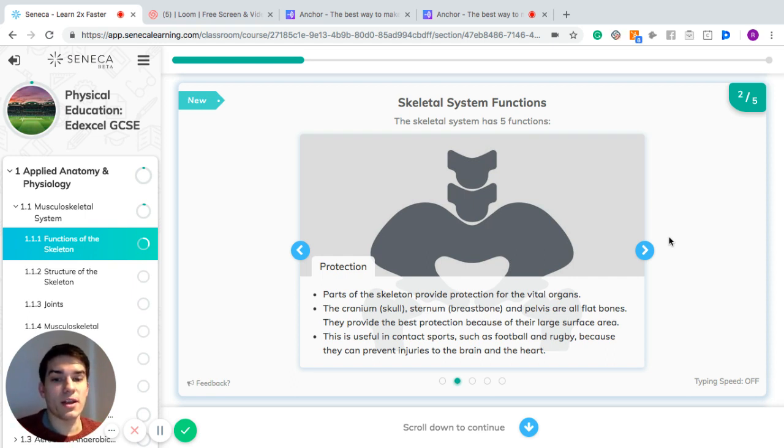So the cranium can prevent injury to the brain, the sternum can prevent injury to the heart, and the lungs are protected as well. And then the pelvis protects your reproductive organs and your bladder, things like that.